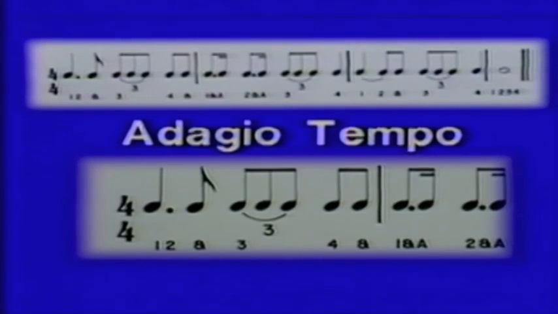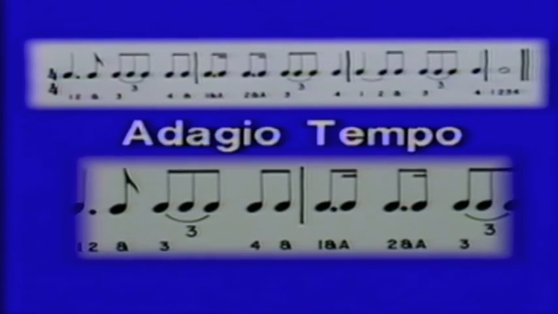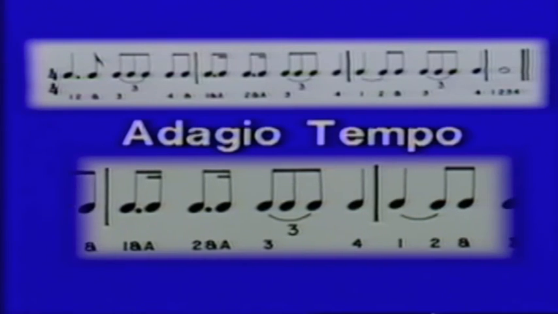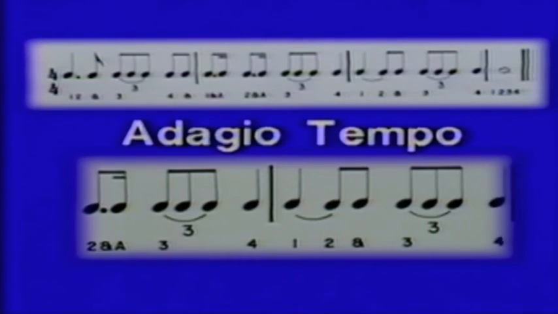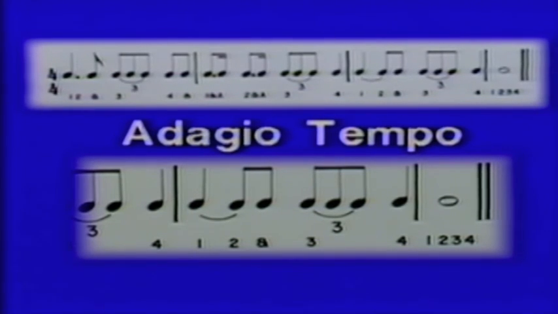Next example is also in 4/4 time. 1, 2, 3, 4. 1, 2, 3, 4. 1, 2, a 3, 4. 1, 2, 3, 4. 1, 2, 3, 4.